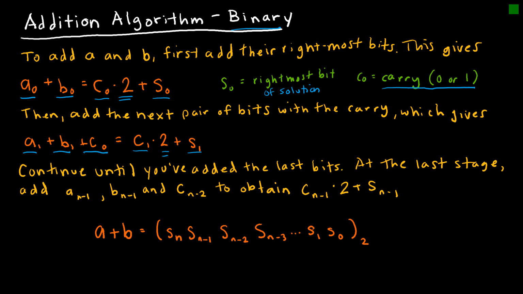So I'm going to add A to the n minus 1 plus B to the n minus 1 and C to the n minus 2, which is that last carry, to obtain that final solution here, keeping in mind that if I do end up with a carry, I need to then, of course, carry that over. Now this is all well and good, but it makes much more sense when we actually look at an example. So let's do that.